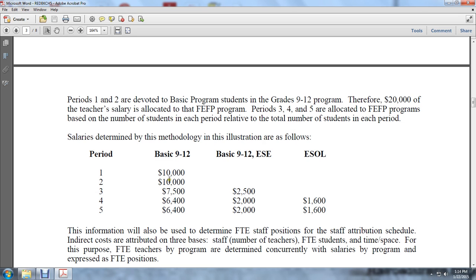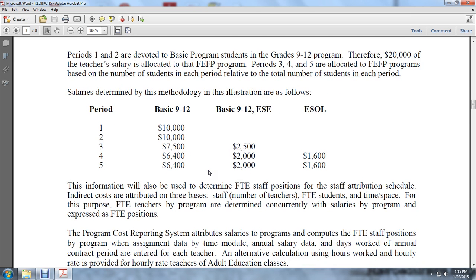Basic 9 through 12 is $10,000 for the first and second periods, and $3,750 with a period of $6,400 for the 4th and 5th periods. The basic 9 through 12 ESE is an additional $2,500 to $2,000 for periods 3 through 5. ESOL for periods 4 and 5 is $1,600. This information will be used to determine the FTE staff position status attribution schedule.